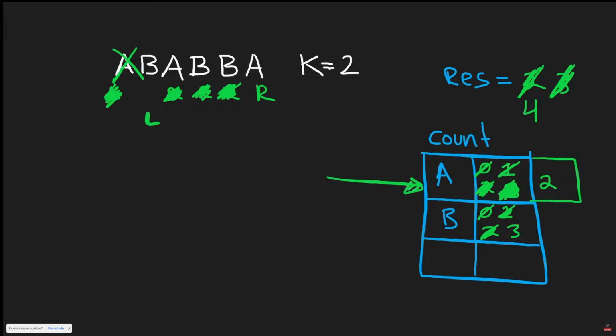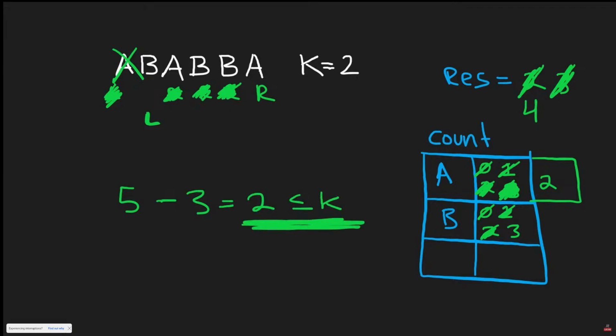So now let's once again check, is our window valid? Well, the size of the window now is 5, and the count of the most frequent character is B, and that's going to be 3. So 5 minus 3 is going to be equal to 2. Is that less than or equal to K? Yes, we are once again valid. So this is technically a valid window, and I think I forgot to update the result earlier when we had a window of size 5.